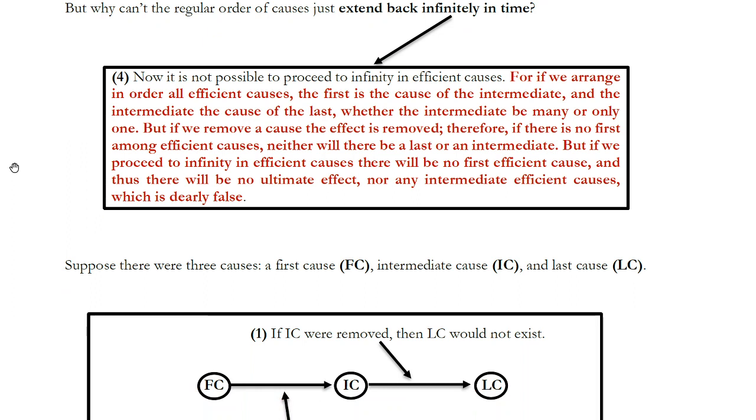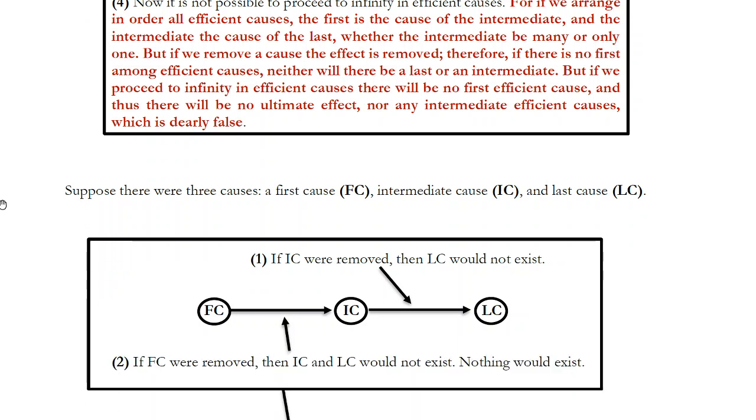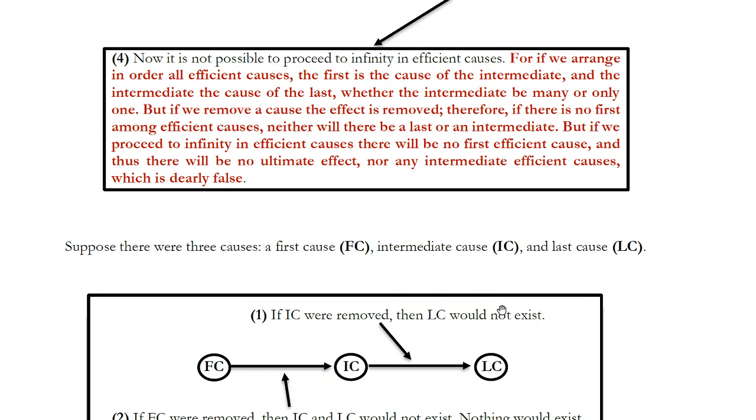So here is Aquinas' justification for why the universe cannot be infinite. He tells us, for if we arrange in order all efficient causes, the first is the cause of the intermediate, and the intermediate the cause of the last, whether the intermediate be many or only one. So first, before I continue on, he's just asking you to imagine the following thing. Imagine a chain of causes where there's a first cause, some sort of intermediate cause, and a last cause. So there's a thing that first happens, another thing that happens in the middle, or it could be many things happening in the middle, and then something that happens at the end. So imagine that in your mind.